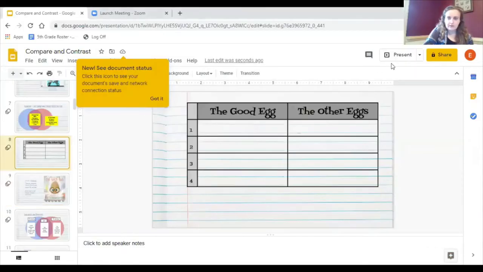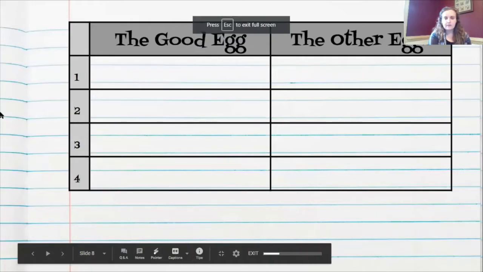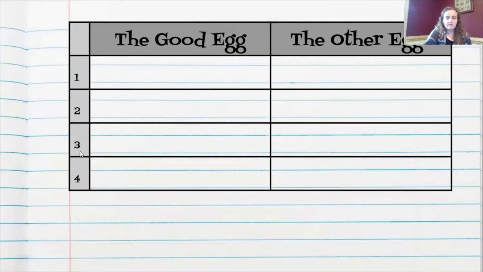All right, so this is what your chart is going to look like. It needs to have 3 columns and 5 rows, and you're going to label the top row the good egg, and then the other eggs. And then you're going to number 1, 2, 3, 4. Okay, so go ahead, pause your video, get your chart set up.